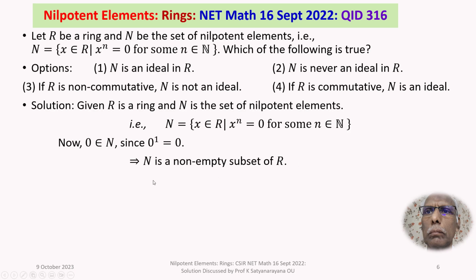Agreed. Then what is this N? Is N an ideal? If it is so, under what circumstances? If it is not an ideal, then when is it not an ideal? That's what you have to do. Now, we make a hunch that if R is commutative, option 4 is true. If R is commutative, N is an ideal. So let's see whether our hunch is true or not.